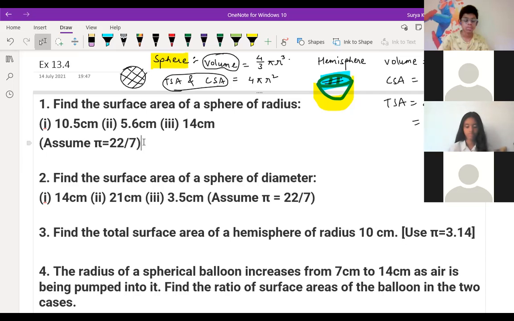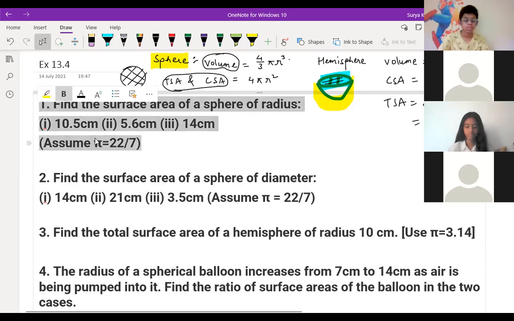Sir, here surface area means TSA or CSA, sir? Is it both? Because it's the same. Sir, you're on mute.